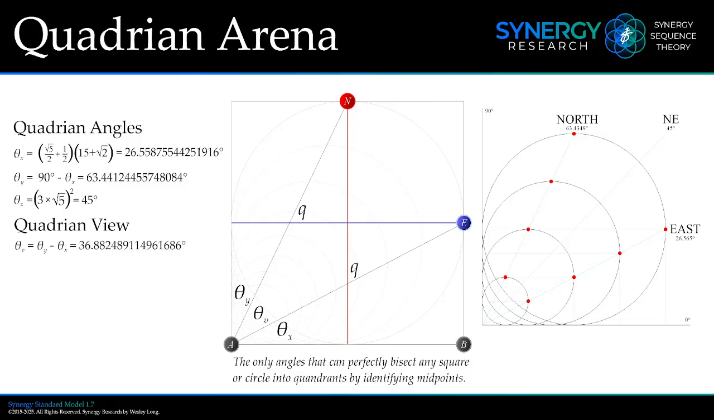Now here's where it gets poetic. The caption below reads, "The only angles that can perfectly bisect any square or circle into quadrants by identifying midpoints." What this is saying is that these angles don't just work in this drawing, they are universal dividers. In any scale, in any unit, these angles serve as the compass of symmetry.